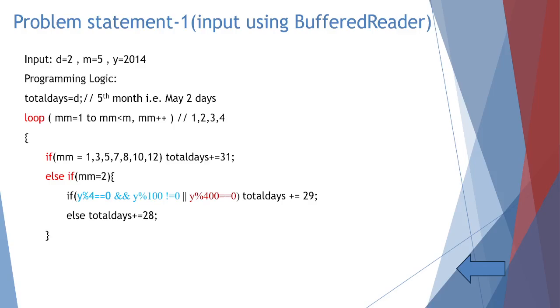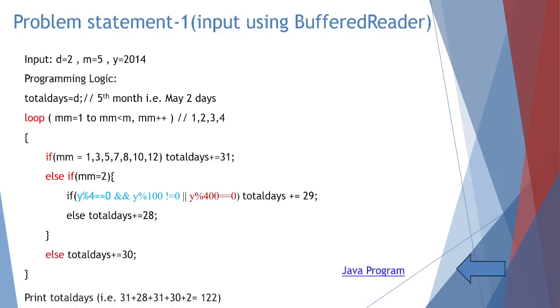When mm happens to be 3, the first if condition is true and 31 is added. Then 4. Then we have an else for that, totalDays += 30. Very simple program. And then at the end we print total days.